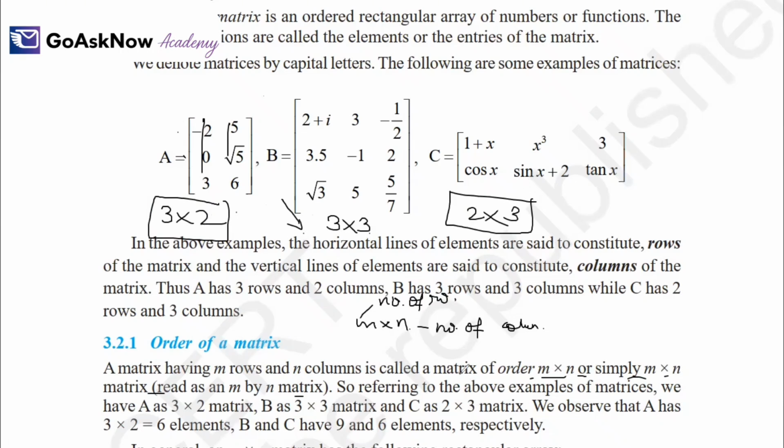Okay. We can also observe that A has 3 into 2, that is 6 elements. So whatever the order of your matrix, the product of that order is the number of elements inside the matrix. The order is very important. The product of the order gives you the number of elements. Okay. So let's move further and clear the drawings here.